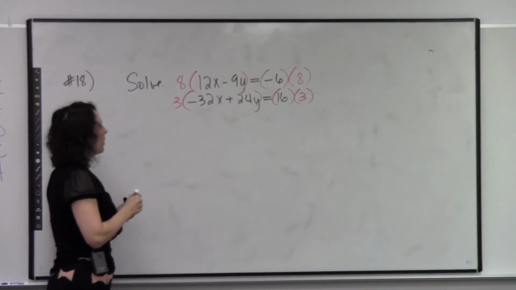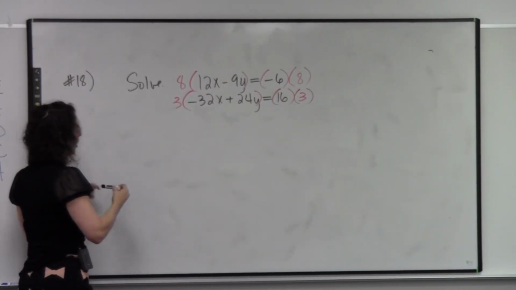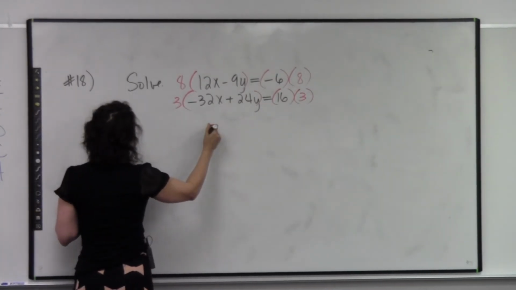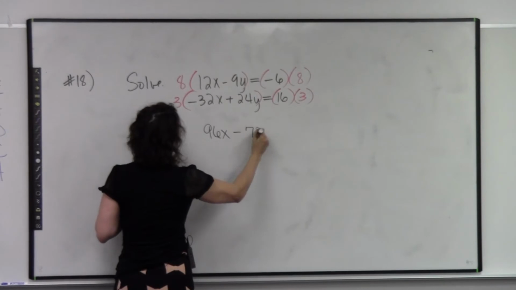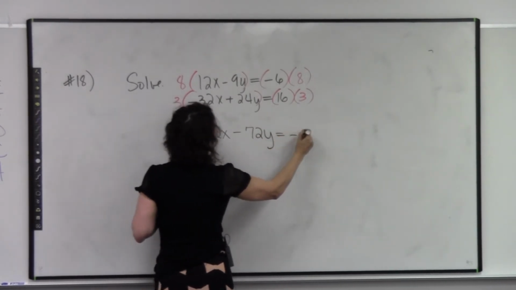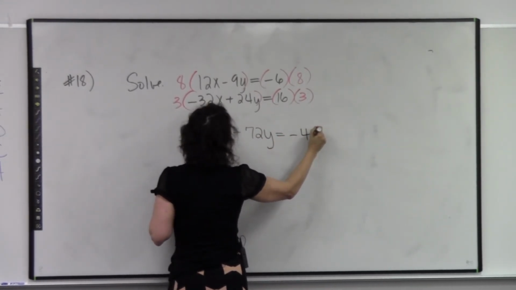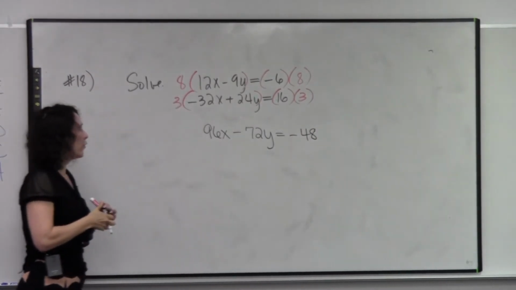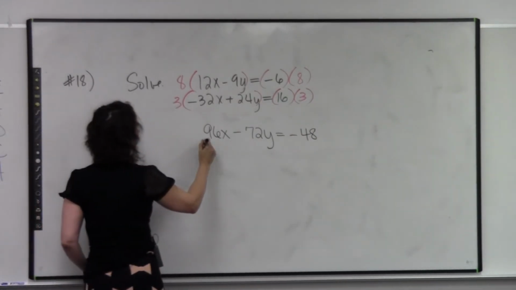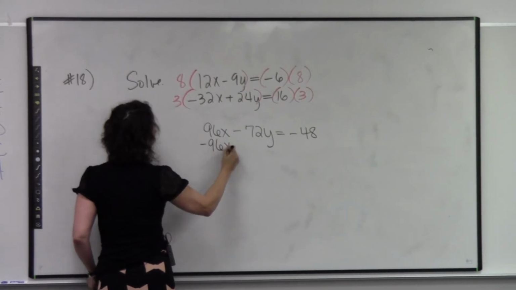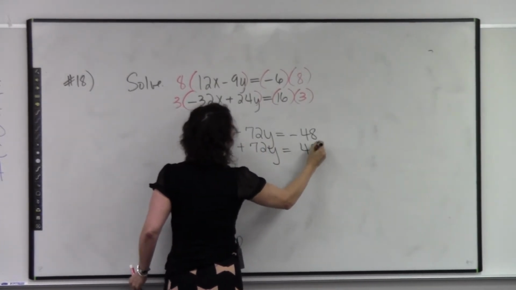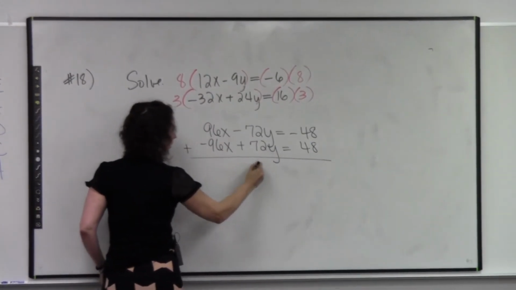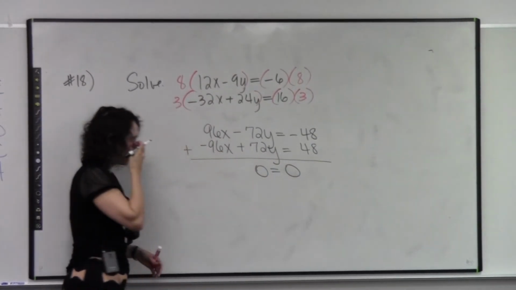All right, when we multiply through by 8, what did you end up with? You get 96, and then you get negative 72, and you get negative 48, right? 48, yeah. Okay. And then if we distributed the 3, we're going to end up with the negative 96x and positive 72. All right, we start adding, and we're ending up with 0 equal to 0.